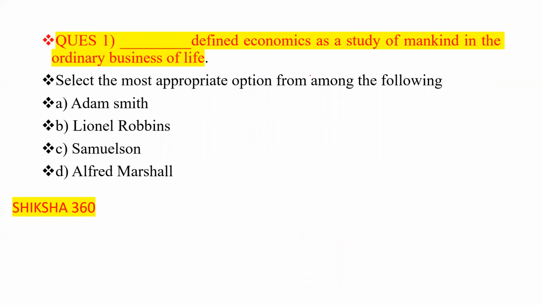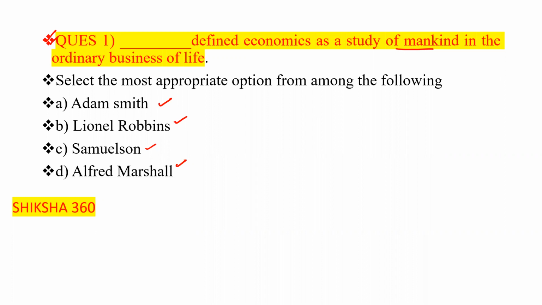So the first question is present on your screens now. Dash defined economics as a study of mankind in the ordinary business of life. First one is Adam Smith, second one is Lionel Robbins, third one is Samuelson, fourth one is Alfred Marshall. So who defined economics as a study of mankind in the ordinary business of life? What is the correct answer? Adam Smith, Lionel Robbins, Samuelson, or Alfred Marshall?